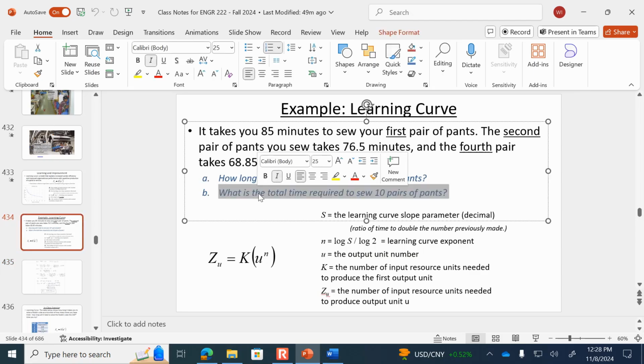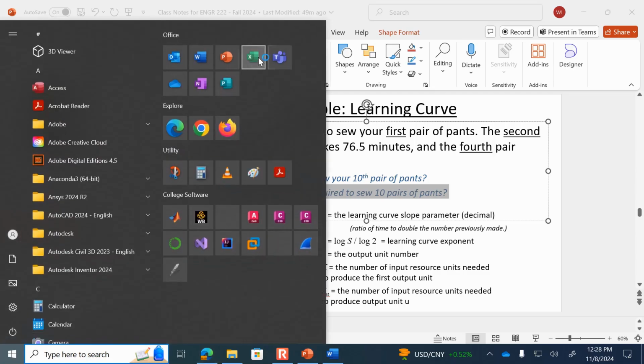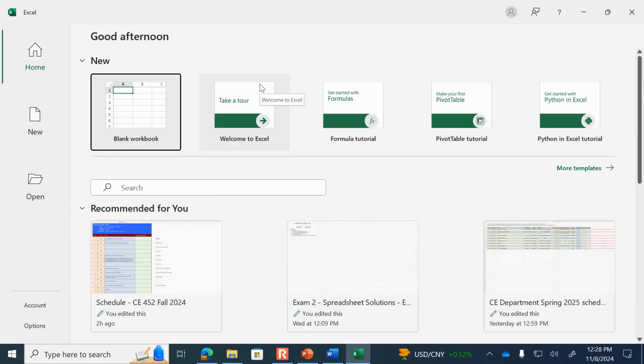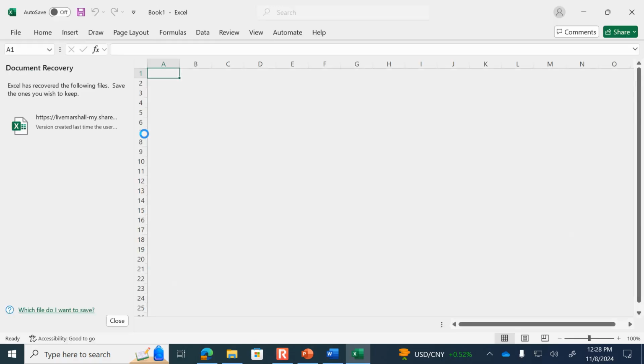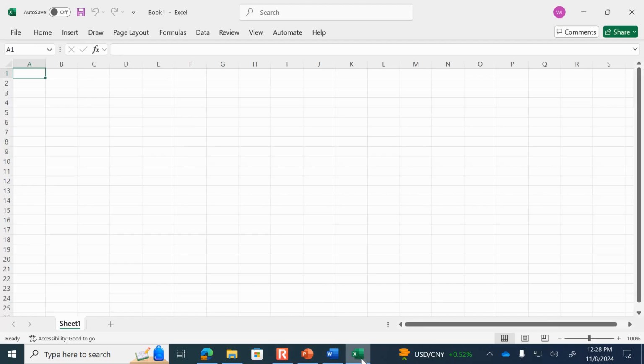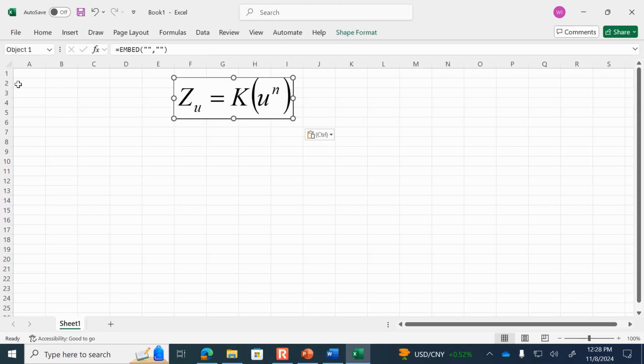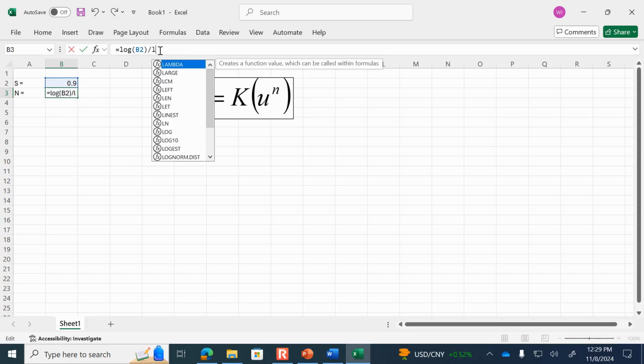And then if it asks for the total time to sew all 10 pairs of pants, we'd maybe want to automate that with Excel if we wanted to find out, for example, the first pair of pants, the second pair of pants, all the way through the 10th. Then we could put that model into Excel and automate the calculations. So let me just copy the formula over to Excel. So in this, we know that S, we had previously calculated as 0.9. And so if S is 0.9, then remember N is the log of S divided by the log of 2.